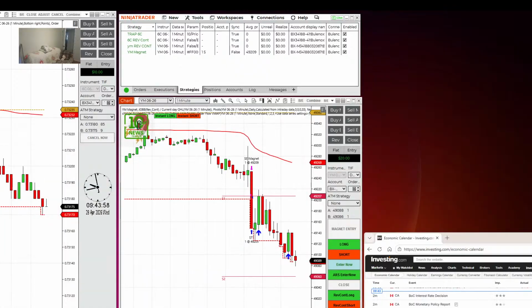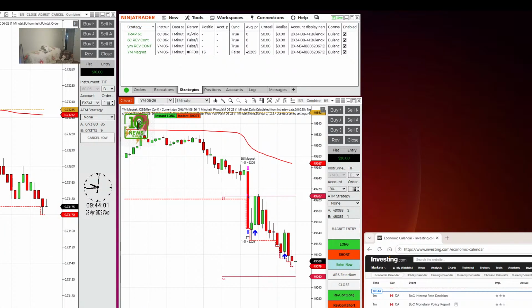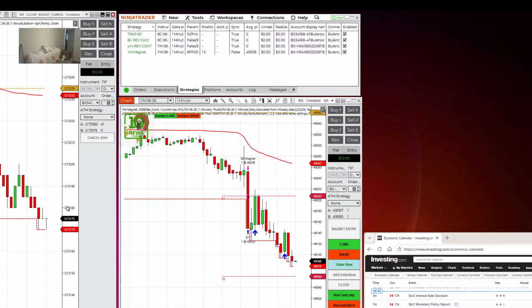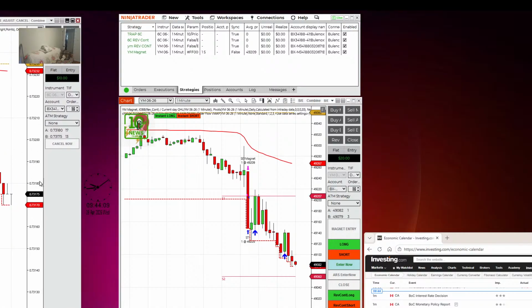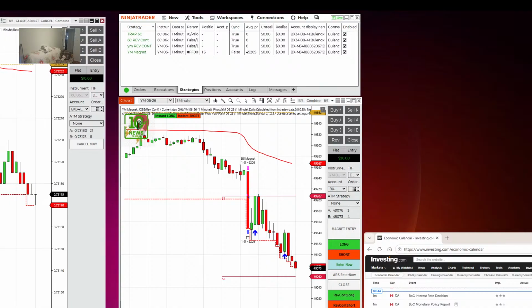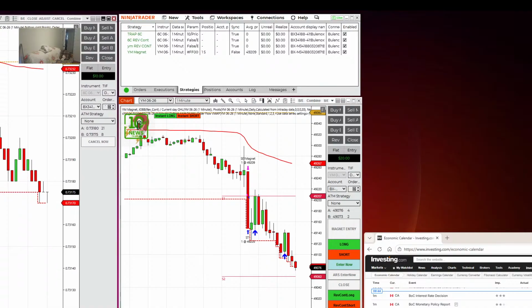1 minute ago now to get the rate decision. All right. Let's see what happens. We're going to get a group of orders on the chart, two above the price, two below.